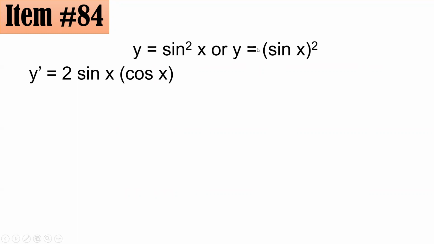2 times 1 here, magiging 2 po yan. Tapos, kopyahin lang po yung sa loob, sin x. Bawasan po natin yung exponent ng x, magiging 1 po. That's why 2 sin x. Pero, we still have to get the derivative nung function na nasa loob. Ano pong derivative ng sin x? That's cosine x po. That's why the first derivative is 2 sin x times cosine x.